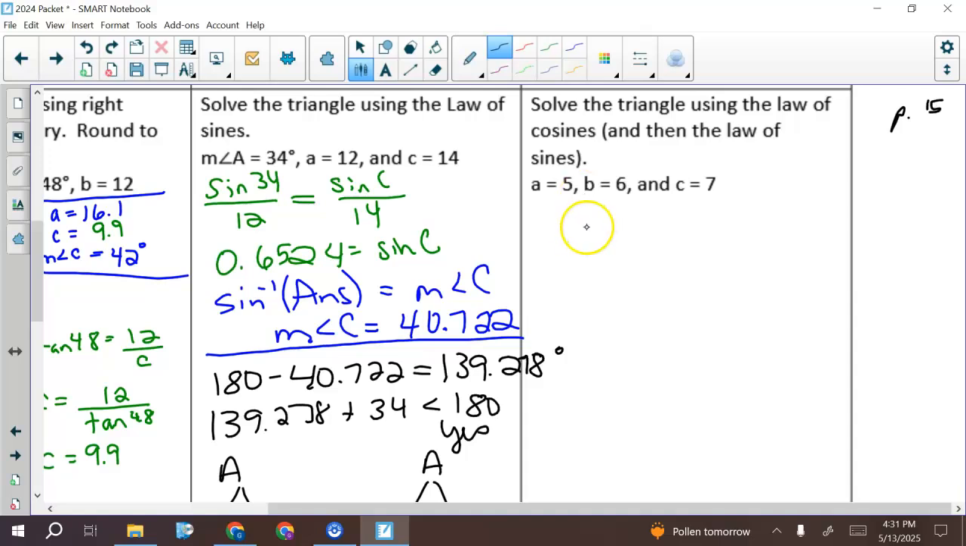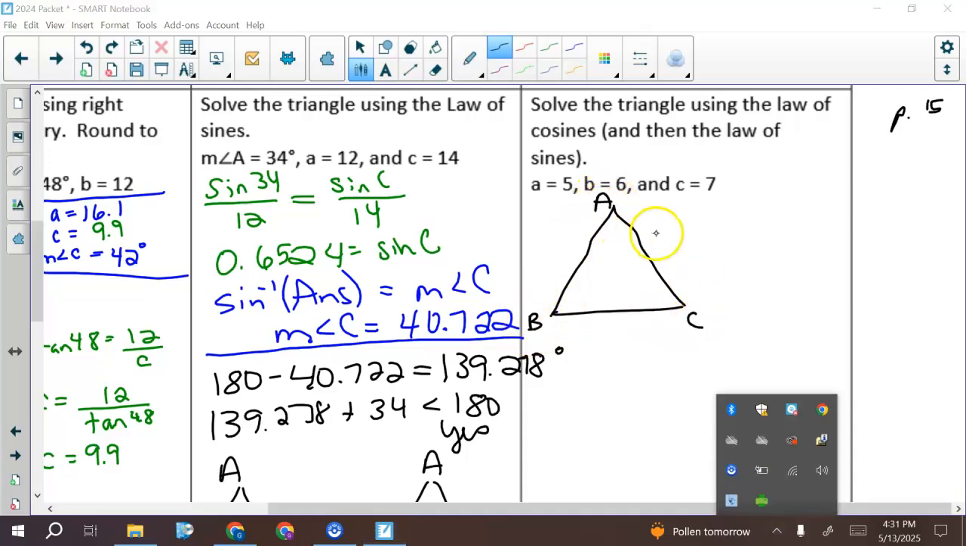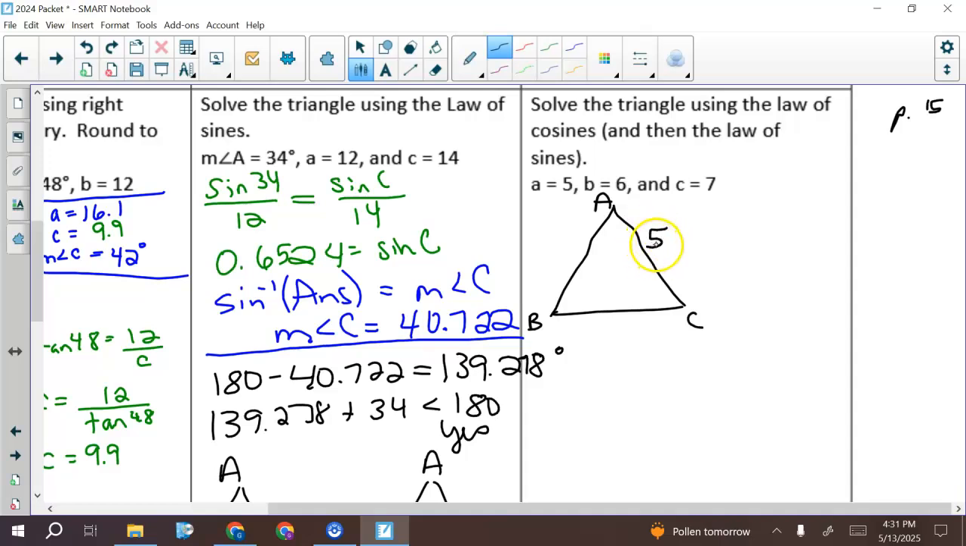Okay, so we've got the triangle ABC. We know side A is 5. Oops, side A is 5. Side B is 6. Side C is 7. So let's go ahead and find angle C first. You could actually find any of them first, but let's do angle C.